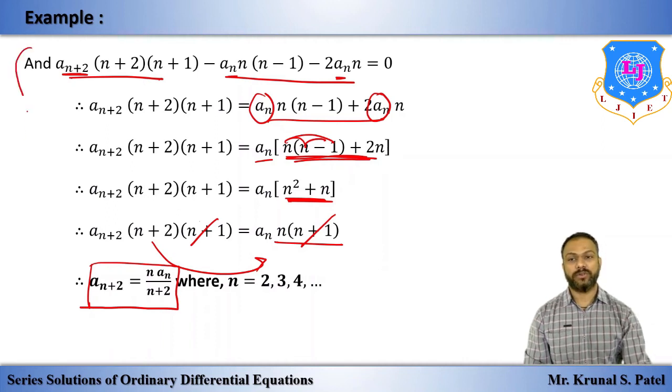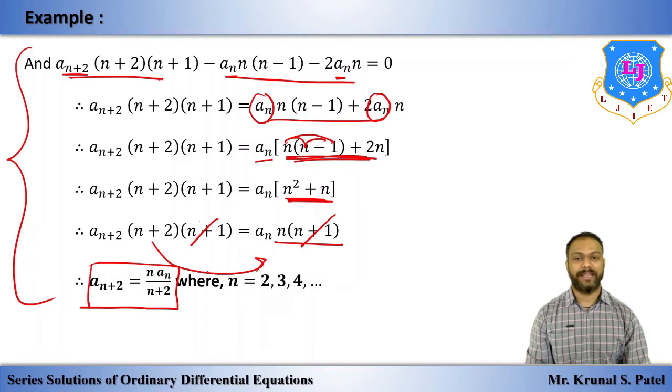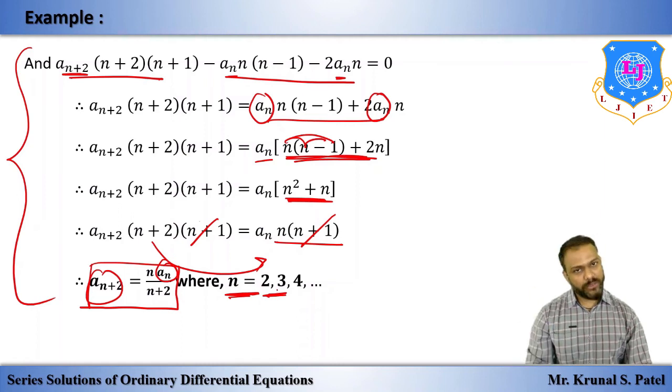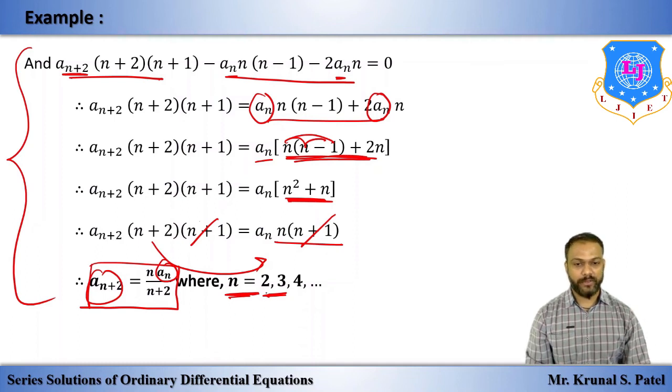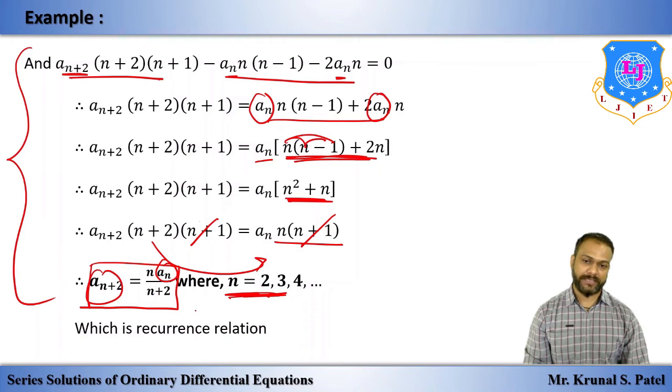Okay, this step gives us the recurrence relation between a(n+2) and a(n). We will start the value of n from where we stopped the sigma in the last collecting step. In collecting, if we have sigma n equal to 2, we will start with 2. If we have n equal to 0, then we will start with 0. Whatever the sigma starts from in the collecting step, we will use here, and this is called our recurrence relation.